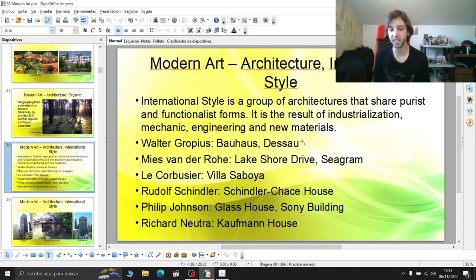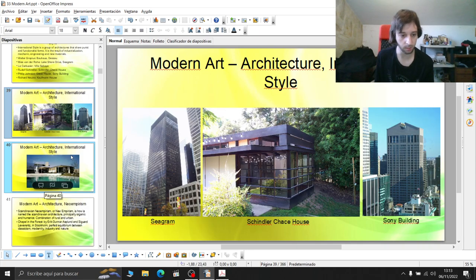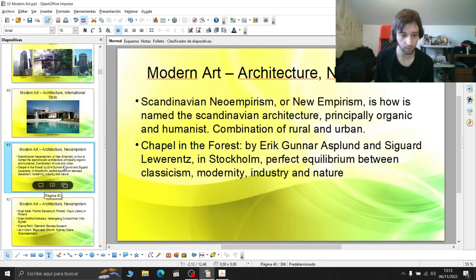International style is a group of architecture that serves purist and functionalist forms. This is the result of industrialization, mechanics, engineering, and new materials. Walter Gropius, Mies van der Rohe, Le Corbusier, Rudolf Schindler, Philip Johnson, and Richard Neutra. Here are some examples. Kaufmann House is very important.